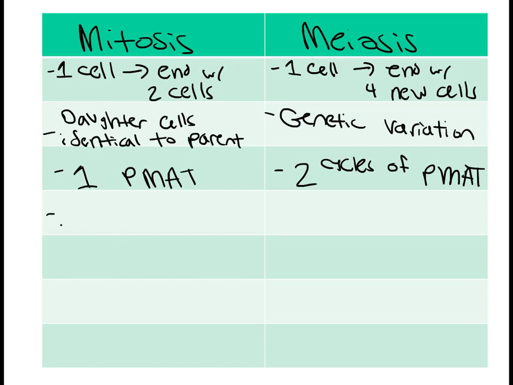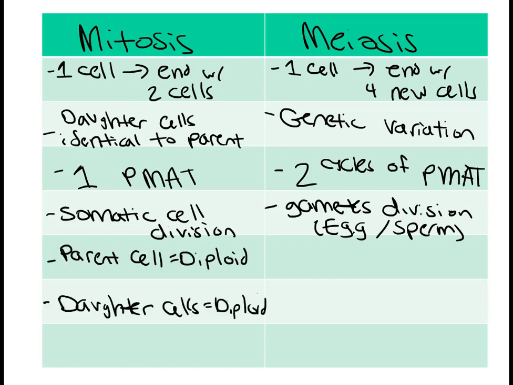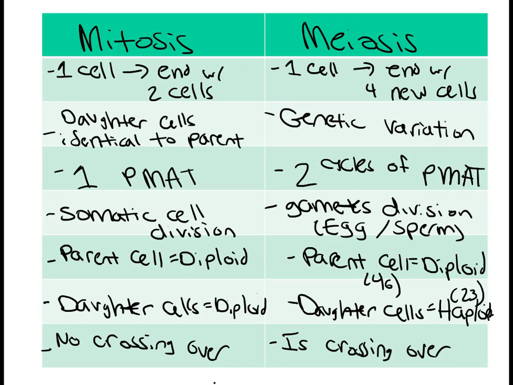Mitosis is a way for somatic cells to divide, whereas meiosis is a way that gametes divide. So only the egg and the sperm. In mitosis, the parent cell was diploid and the daughter cells are diploid. Whereas in meiosis, the parent cell is diploid, but the daughter cells are all haploid. So meaning for a human, the parent cells started with 46 chromosomes. The daughter cells have 23. The last difference is in mitosis, there was no crossing over, which is that step where the genes all shuffle, whereas in meiosis, there is crossing over. And those are the main differences between mitosis and meiosis.